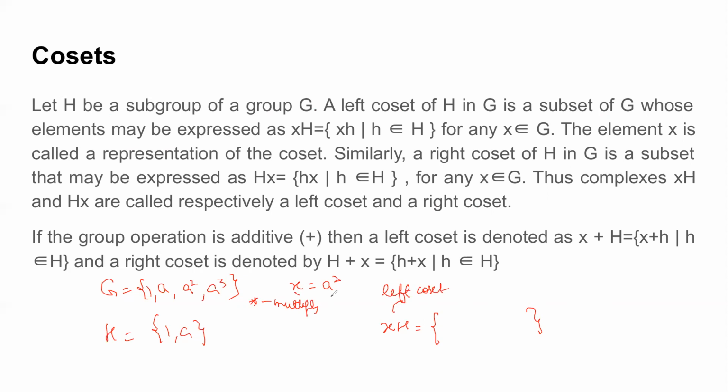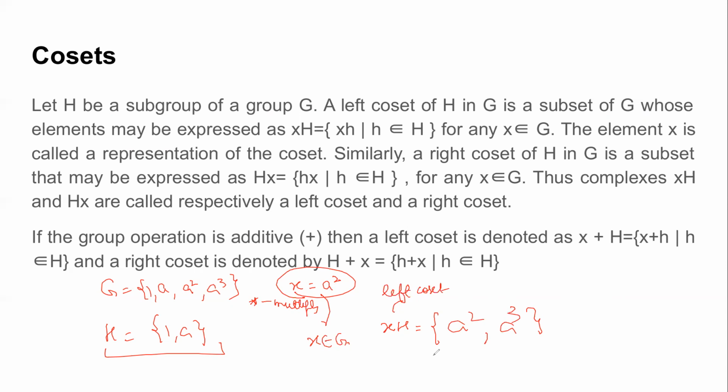I fix x to be a square, that is one of the elements from G, and this is my h. Excellent. I'll just simply pre-multiply all the elements of h by x. So a square into 1 is a square, a square into a is a cube. So this set is known as left coset.